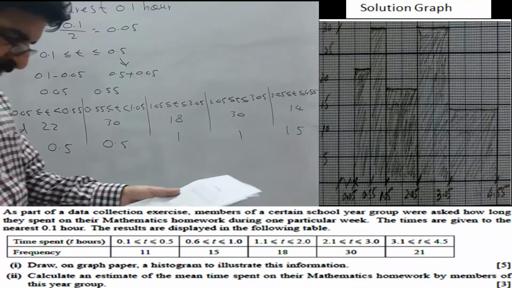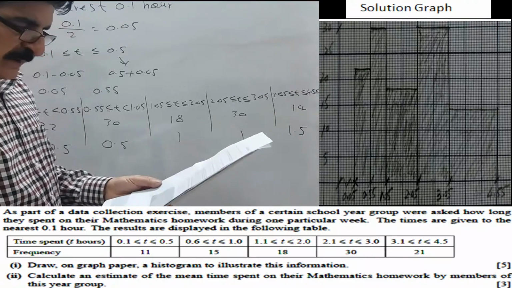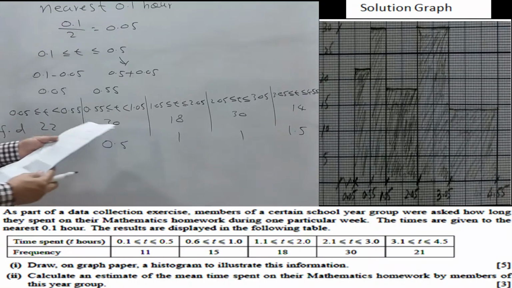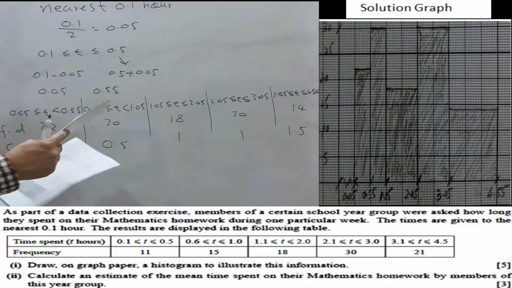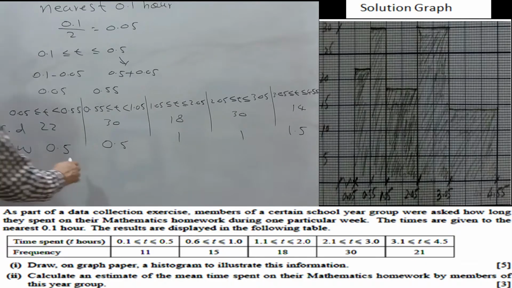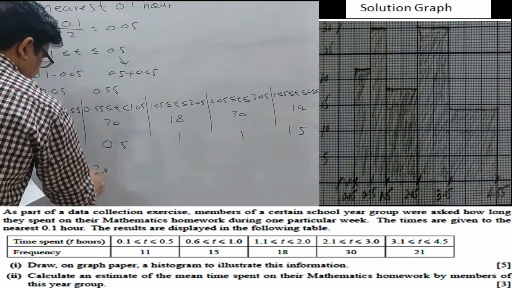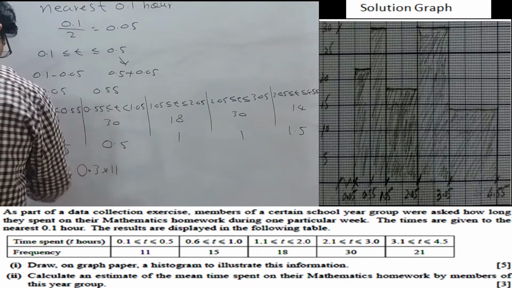You see the histogram. Then we have to find the mean time. Mean means you take the mid value. You find the mid value of this multiplied by frequency. Frequency multiplied by mid value. So the sum of frequency multiplied by mid values, divided by total frequency, is the mean.